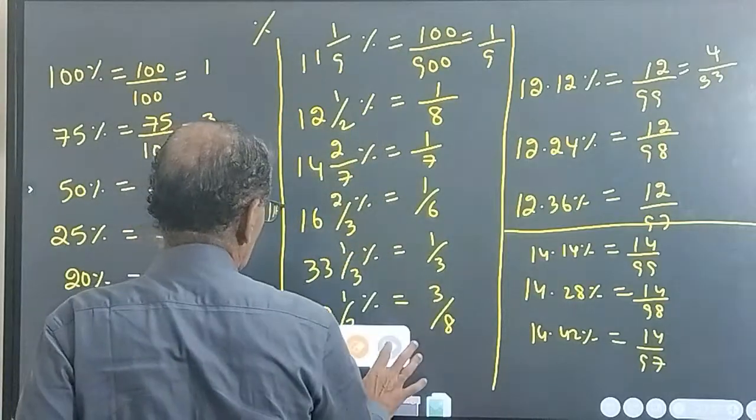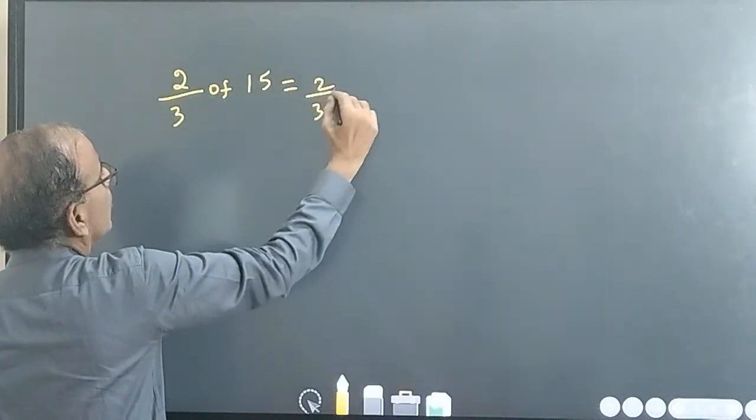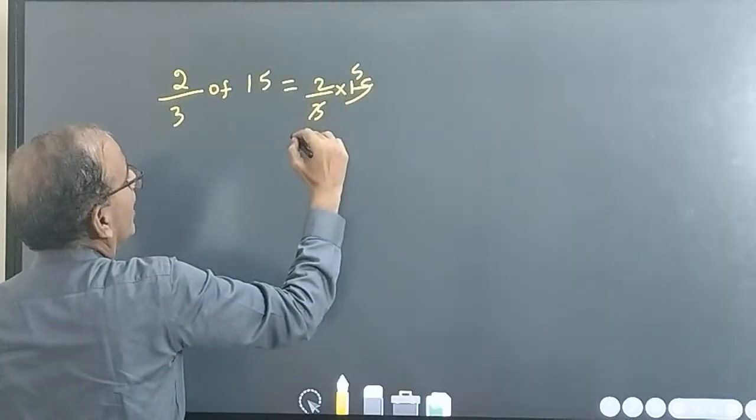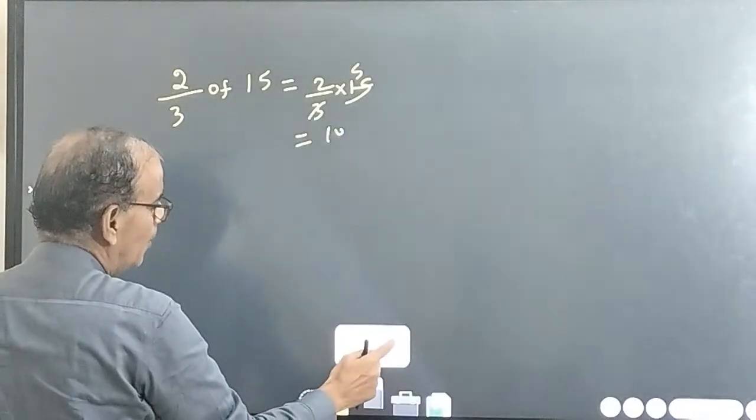Next is, you know that 'of' means multiplication. 2/3 of 15 means what? Multiplication, 2/3 into 15. What is the answer? Answer is 10. Half of means what? Multiplication.